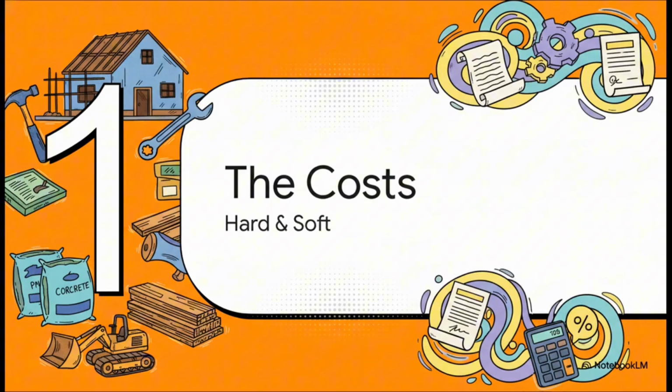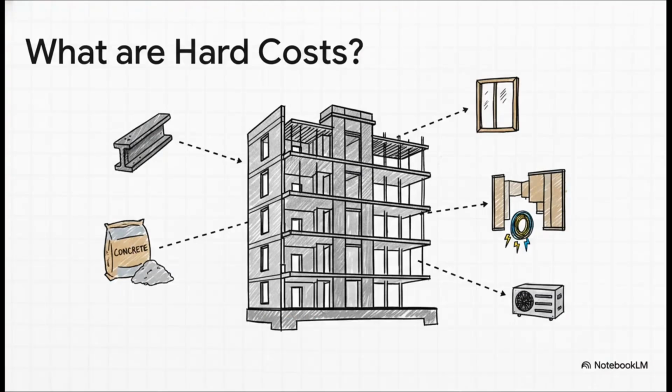All right, so we get the concept, but what are we actually adding up here? What really goes into this big number? Well, it pretty much boils down to two main buckets, the stuff you can literally touch and all the invisible stuff. First, you've got your hard costs, and this is exactly what it sounds like. It's the hard stuff. The steel beams, the concrete, the glass, the wiring. If you can walk up and kick it, it's probably a hard cost. It's the physical building, plain and simple.